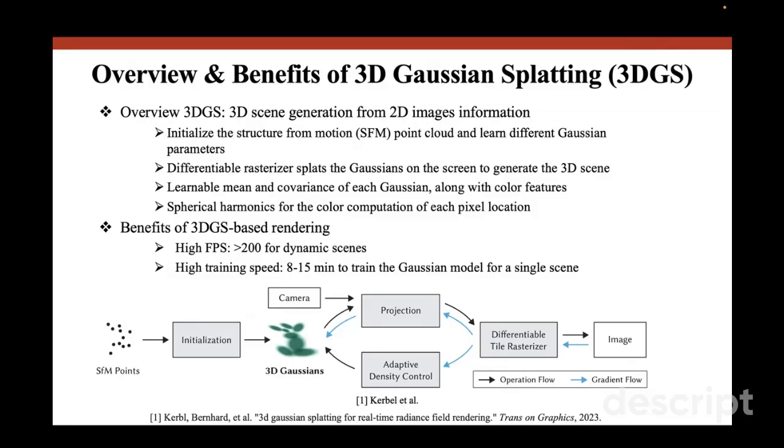3D scene. So there are benefits of 3D Gaussian splatting that involve high FPS, more than 200 for dynamic scenes, and it offers high training speed to train a Gaussian model for a single scene.